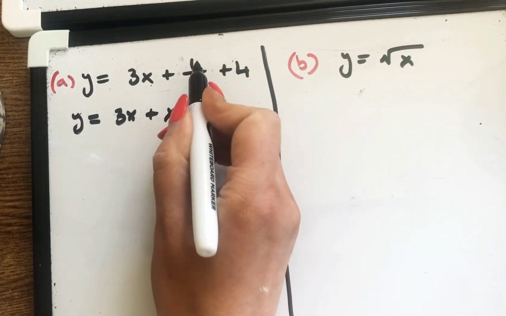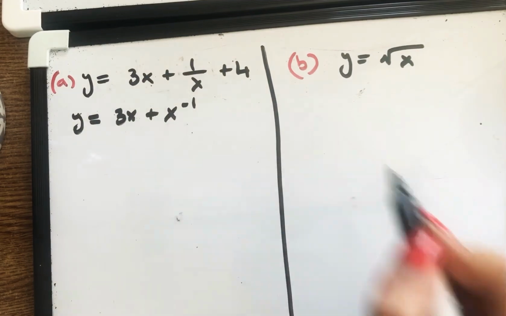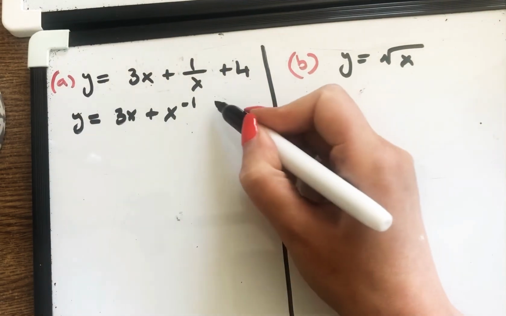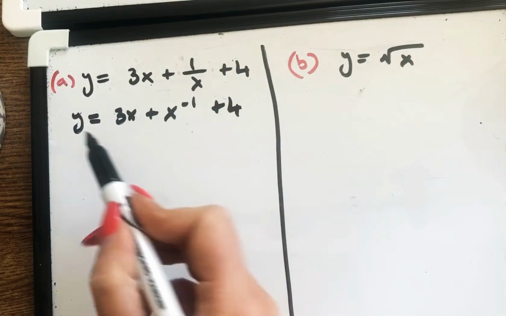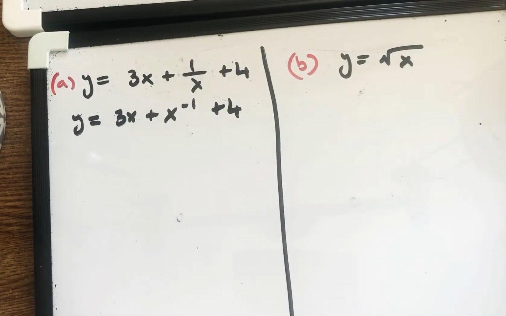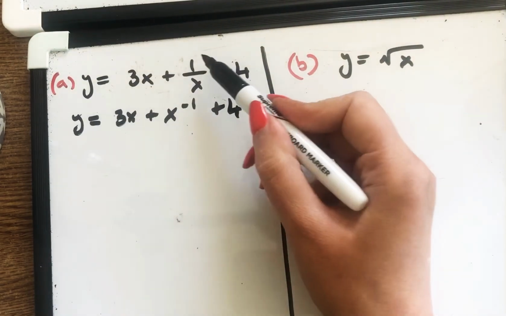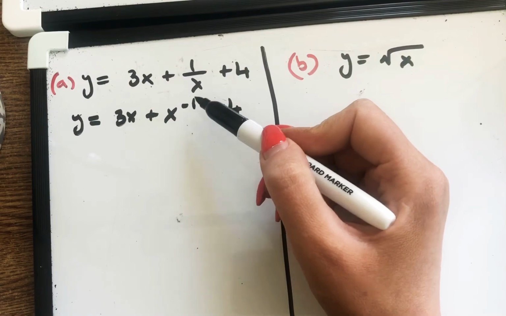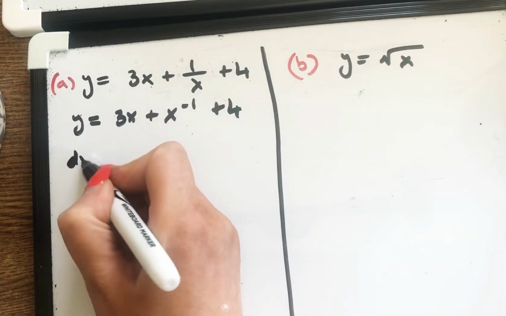So we bring up the x, and when we do that we have to put on a negative power, so it's 3x plus x to the negative 1 plus 4. At this stage we have not differentiated anything, we've just simply changed our 1 over x into x to the negative 1. So now let's begin by finding the first derivative.